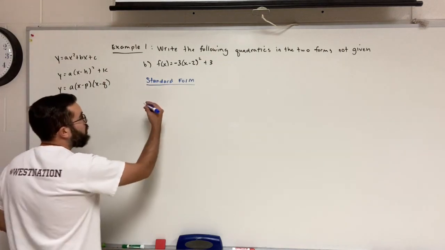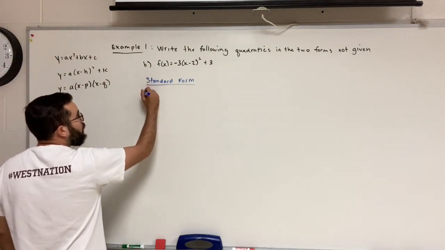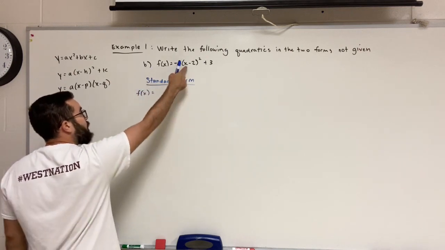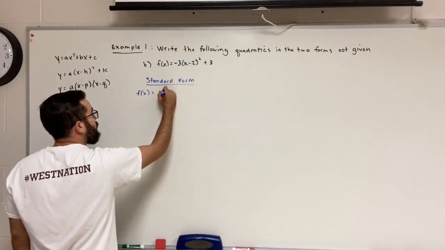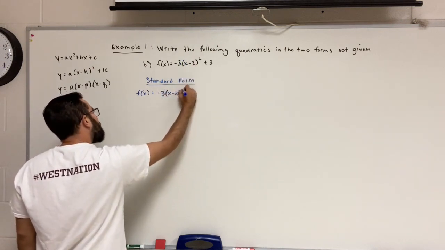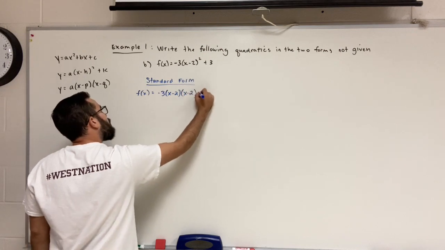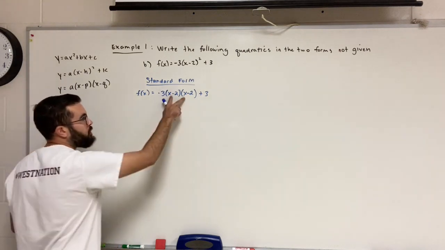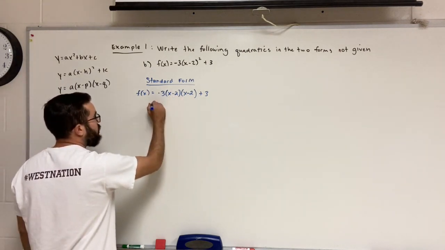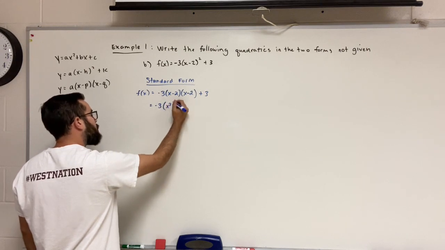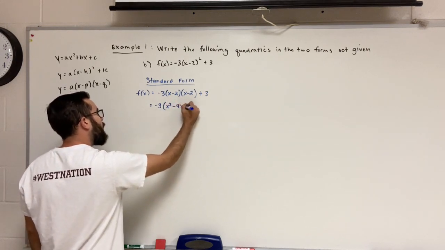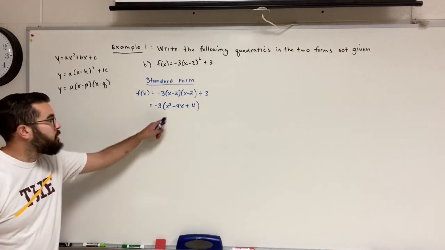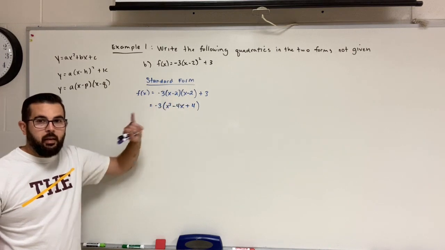So we have changing to standard. I'm going to need to expand x minus 2 squared. So I'm going to have negative 3 times x minus 2 times x minus 2 plus 3. Now I have to expand x minus 2 times x minus 2. So I'm going to have negative 3 times x squared minus 4x plus 4. Yes, I did take a shortcut. I kind of did some of this in my head.